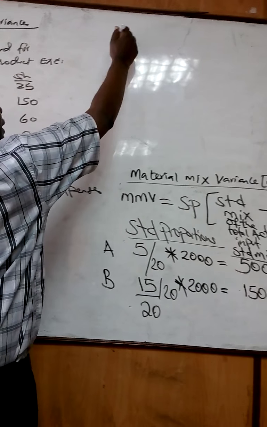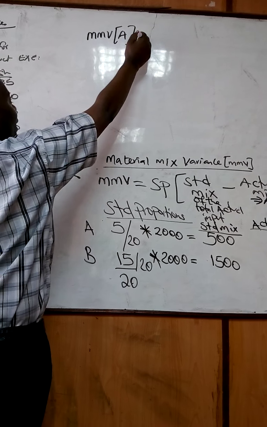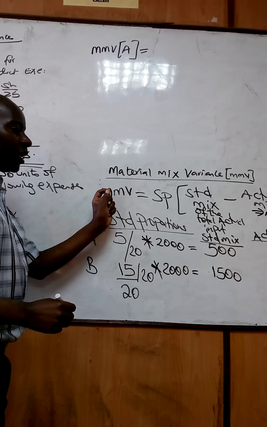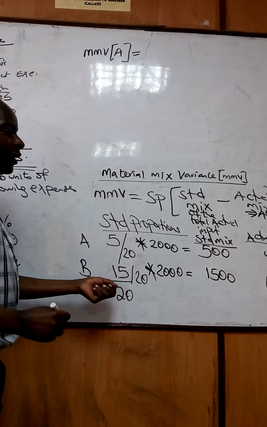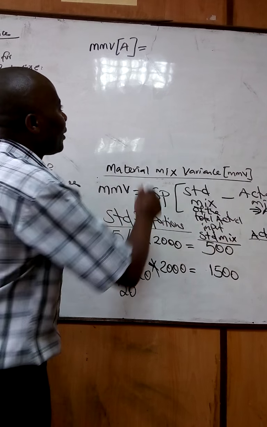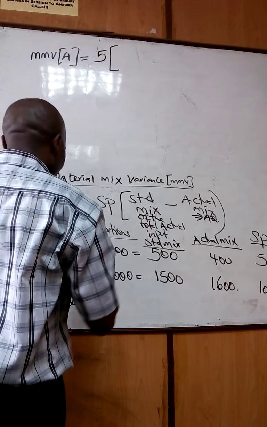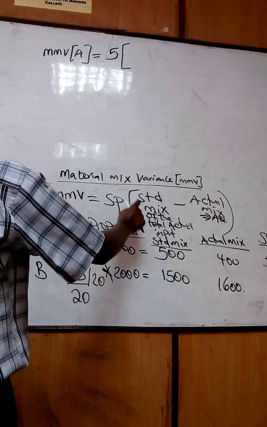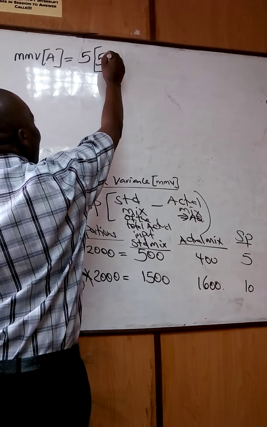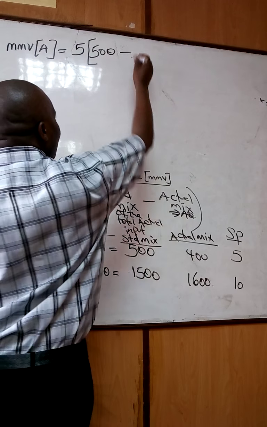So we start with the material mix variance for what here, somebody? For A. We are basically following our formula with the parameters that we happen to be having. So for A, what is the standard price of A? The standard price of A is 5, isn't it? Into the standard mix of A, which is what here, somebody? 500, isn't it? Minus the actual mix of A, what is it here?